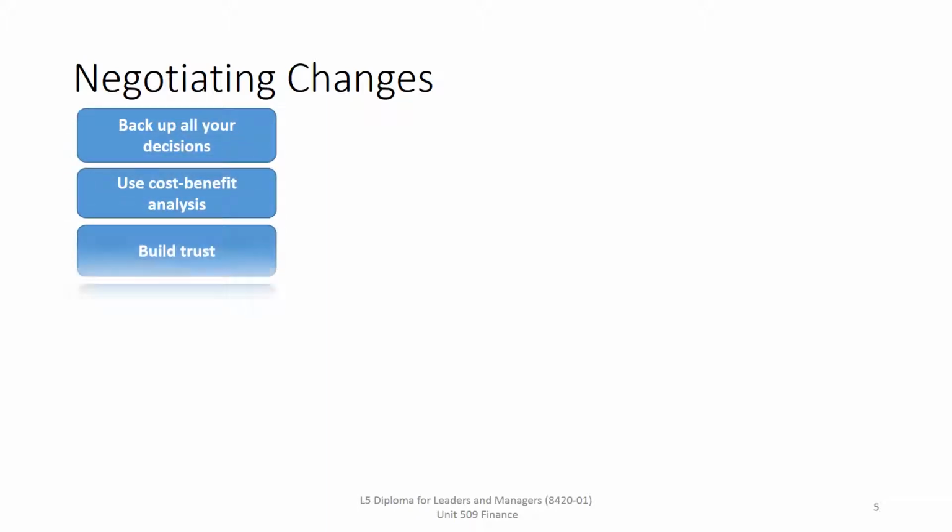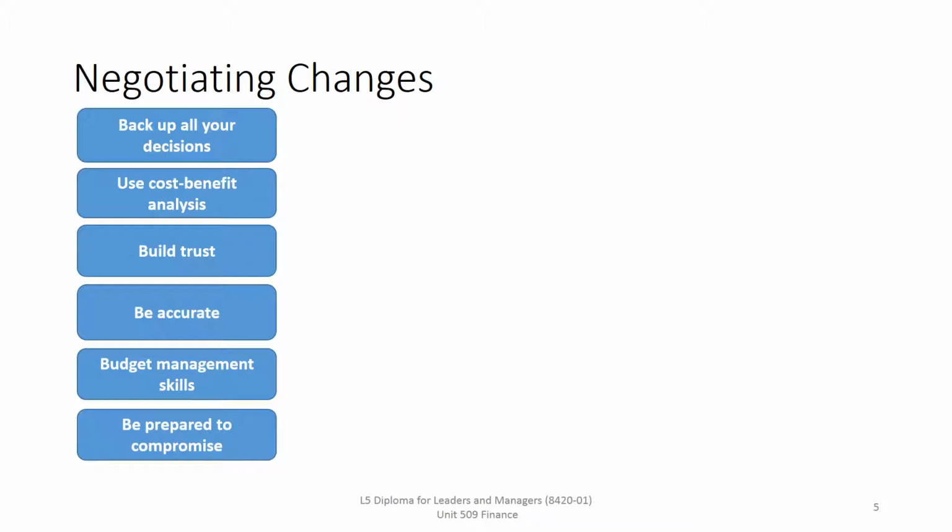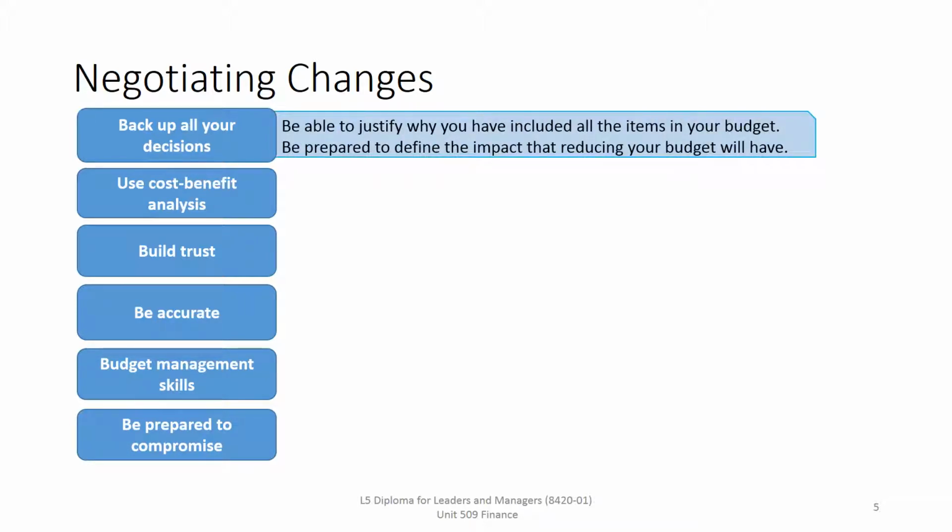And the first of those is back up all your decisions. You need to be able to justify what you've included for all the items in your budget. This might mean explaining that it links to business objectives and how your expenditure on your item will help you realise them. The budget may be better received if you can show that its planned expenditure is linked to strategic objectives. Be prepared to define the impact that reducing your budget may have.